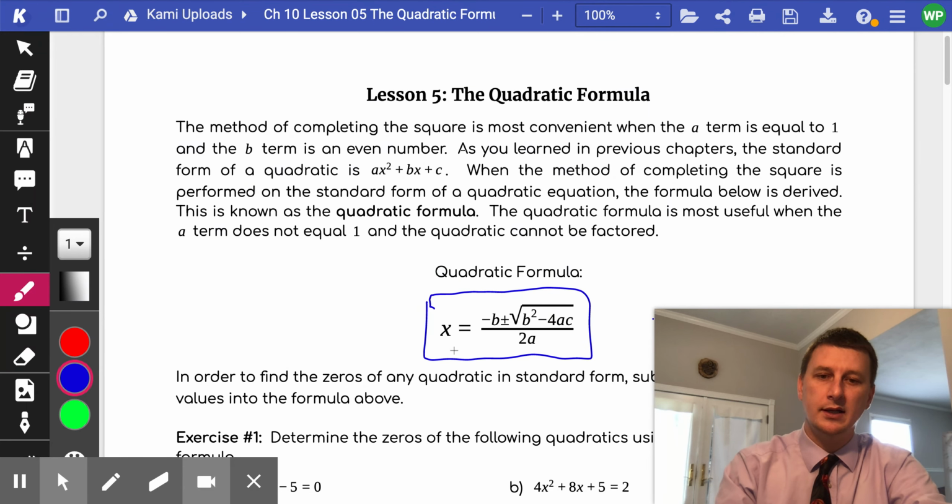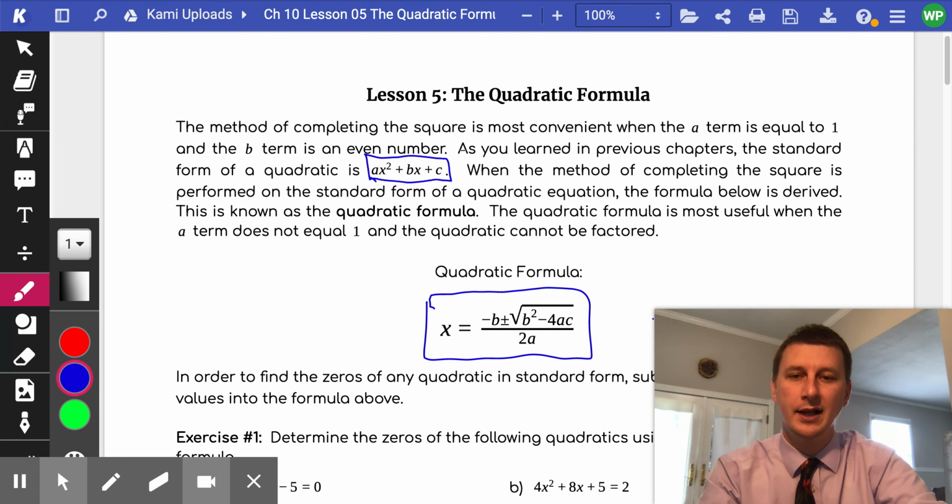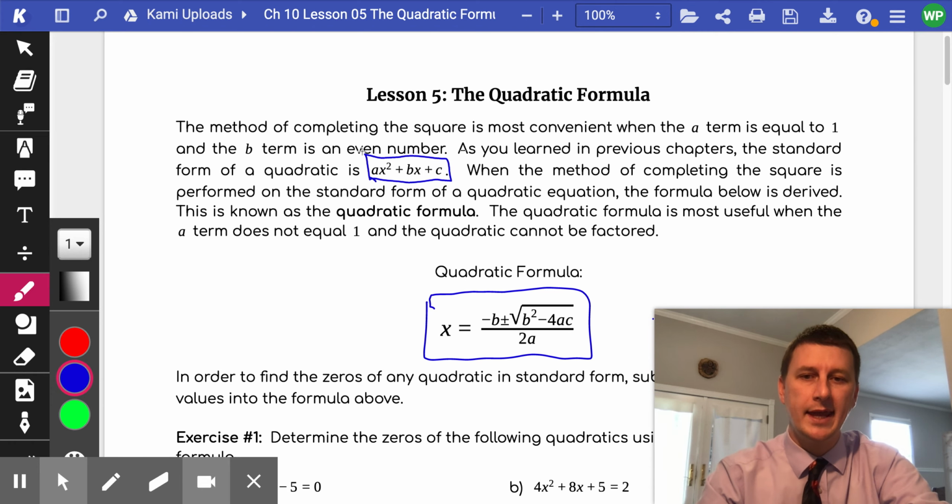And if you were to take the standard form of a quadratic right here, ax squared plus bx plus c, and use the method of completing the square using ax squared plus bx plus c, you would arrive at an answer that looks like this.